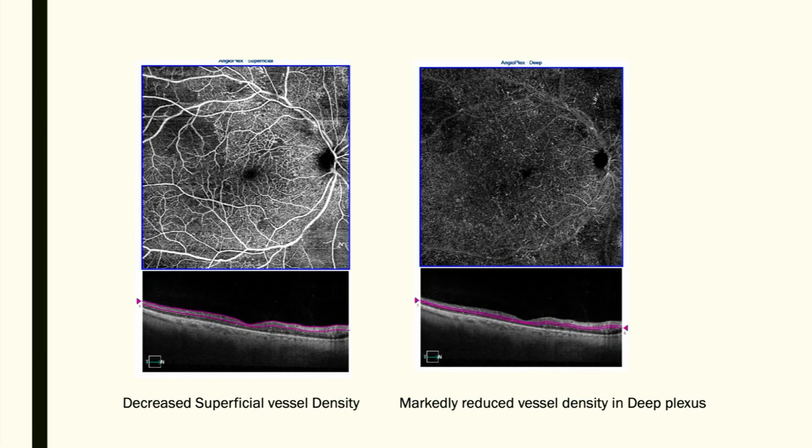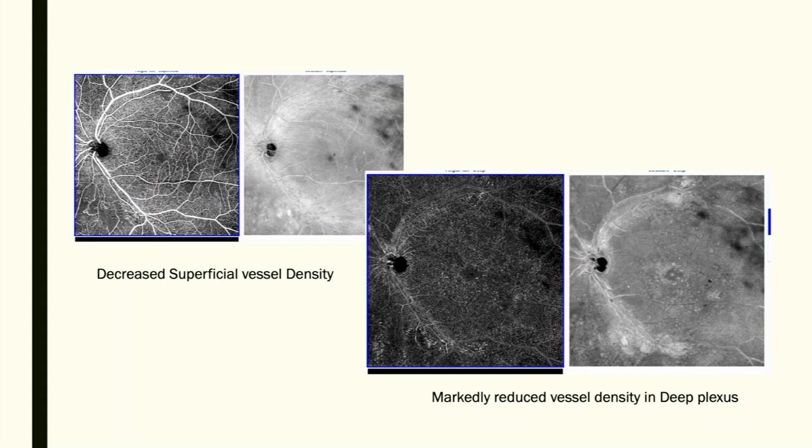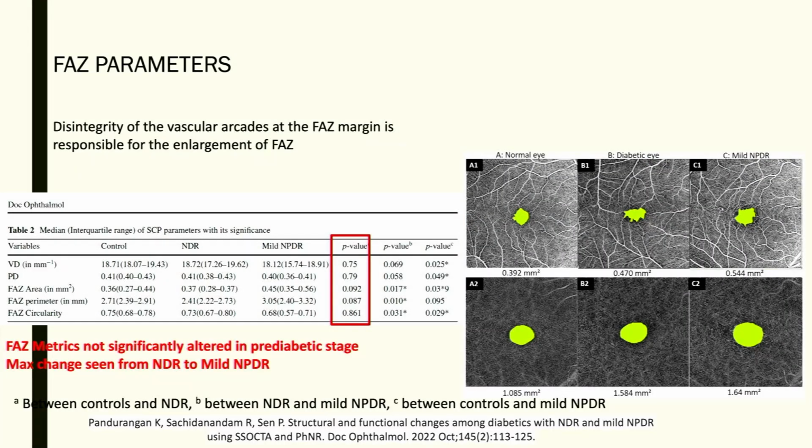So look at this. This is one of my cases only. You can see how the superficial capillary plexus still looks okay, but look at the deep capillary plexus, almost gone. And this patient has still to develop diabetic retinopathy. Again, though the superficial capillary plexus looks normal, in the deep capillary plexus there are already so few vessels. This is the foveal avascular zone, and in another one, enlargement can be seen.